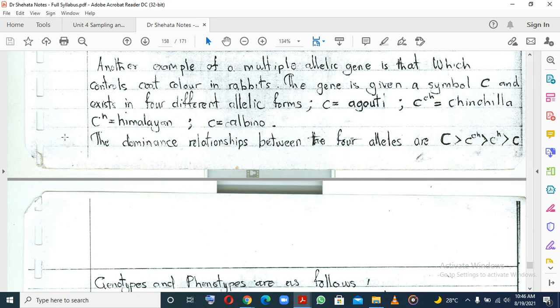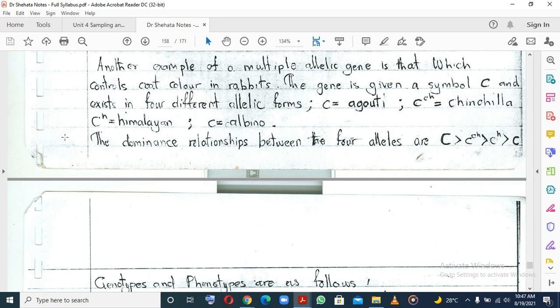So another example of a multiple allelic gene is the one that controls coat color in rabbits. The gene is given the symbol C and exists in four different allelic forms. In short, it just has four different alleles. There is the C, that's agouti, a particular coat color. Then there is C^ch, that's chinchilla. Then C^h, that's Himalayan. And then lowercase c, that's albino.